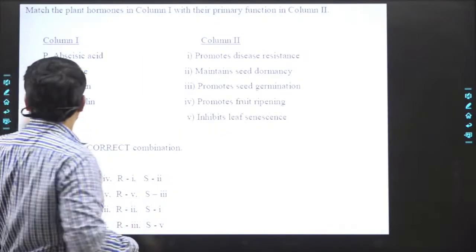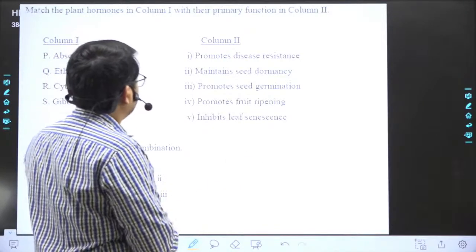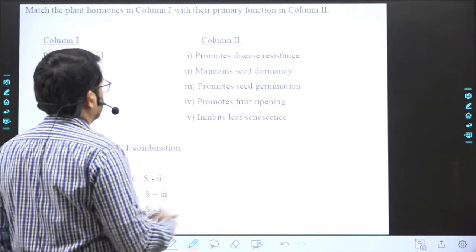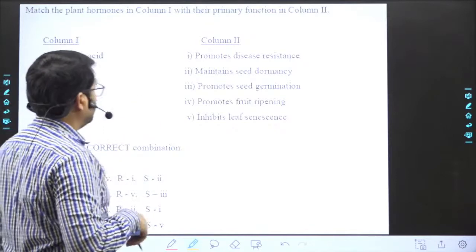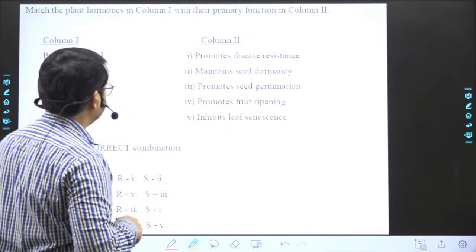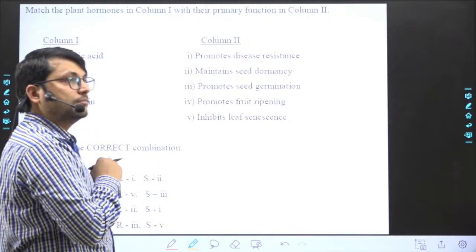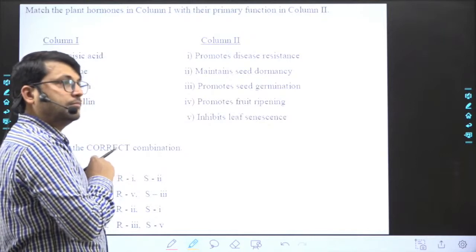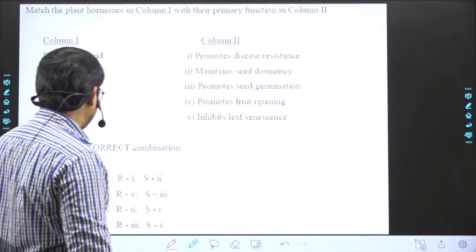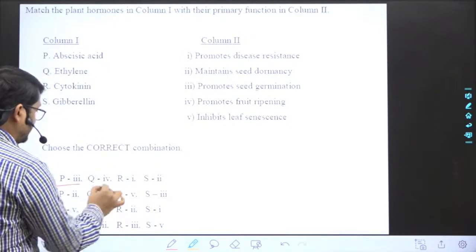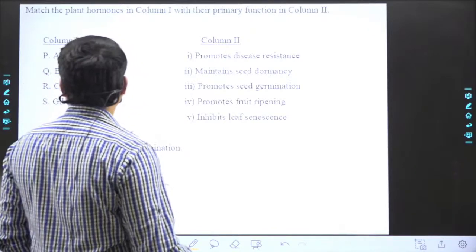The last question talks about matching the plant hormones with their functions, right? Now, this is straightforward: abscisic acid, ethylene, cytokinin, and gibberellin. Great. Okay. And the options given are in this form. Okay? Now, let's talk about the options.